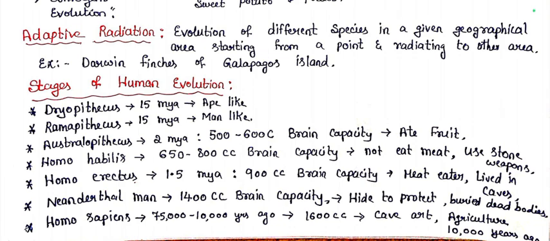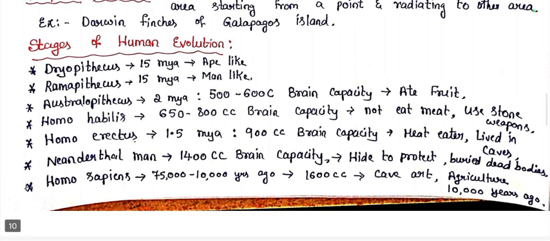Remember the example of primary lymphoid organs, bone marrow and thymus, and secondary lymphoid organs, spleen, lymph nodes, and Peyer's patch.